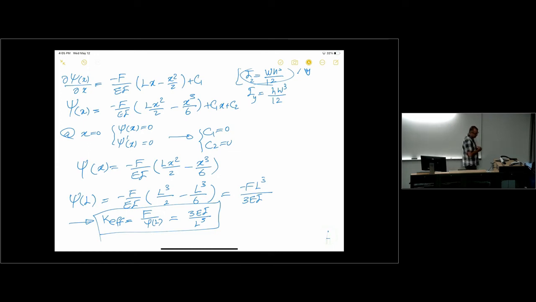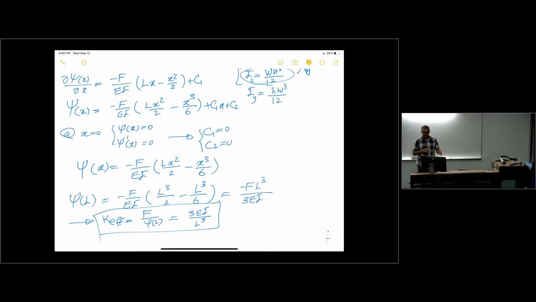And one other point that I can see here is that the effective spring constant depended on the boundary conditions, right? So if I had a different set of boundary conditions, I would get a different deflection equation and therefore a different effective spring constant. And we'll see that in a couple of slides, how different boundary conditions affect the effective spring constant that you have.